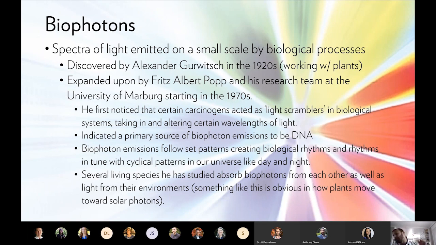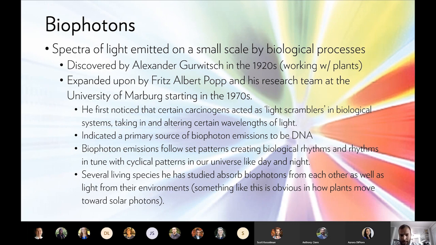Fritz Albert Popp really is the pioneer of biophotons, especially within humans. He's from Uni Marburg. There's another reference to Uni Marburg in here too. He first noticed that certain carcinogens acted as light scramblers in biological systems, taking in and altering certain wavelengths, which is pretty weighted, but I won't get into it too much. He indicated a primary source of biophoton emissions to be the DNA. So that's DNA emitting EMFs.